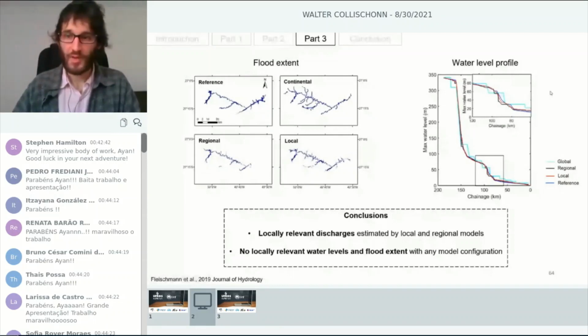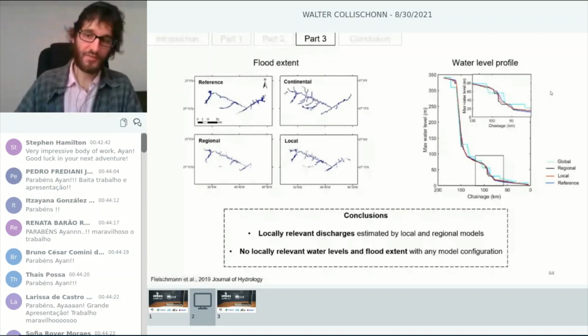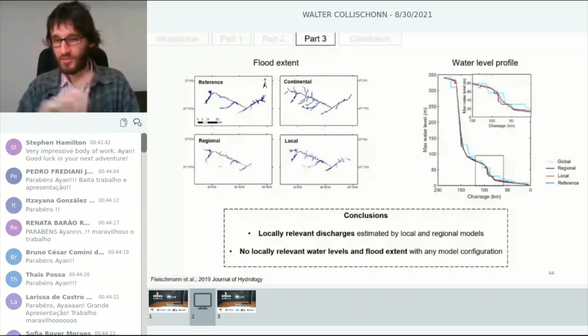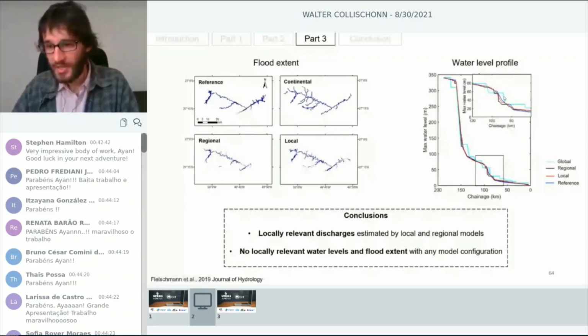And when we look at the water level simulations, we have a similar result. So here we have the water level profile across the river longitudinally, and the light blue here is the global model setup. And if you see here, the dark blue is the reference, the HEC-RAS simulation. And the HEC-RAS is much closer to the local model setup, the red one.